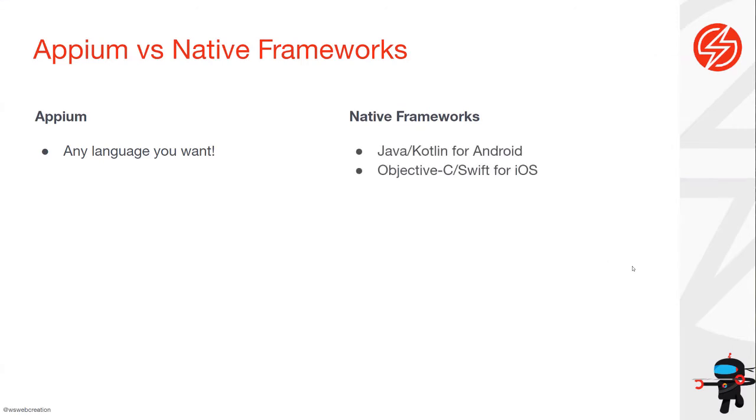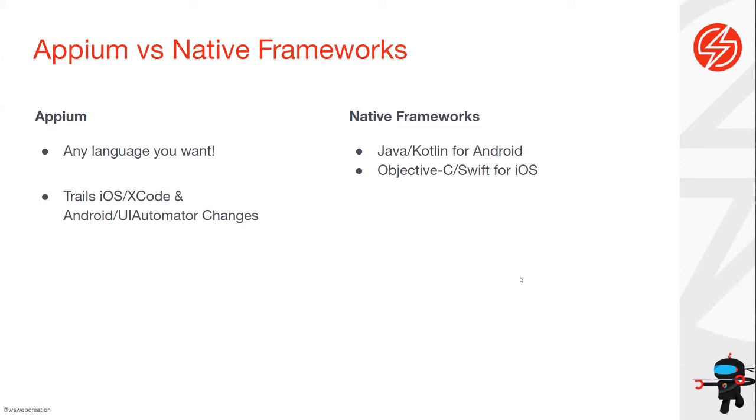With native frameworks, iOS and Android, you're married pretty much to Java or Kotlin for Android or Objective-C and Swift for iOS. See, if I just clicked ahead, I would have seen the name of the language. Can't believe I blanked on it.